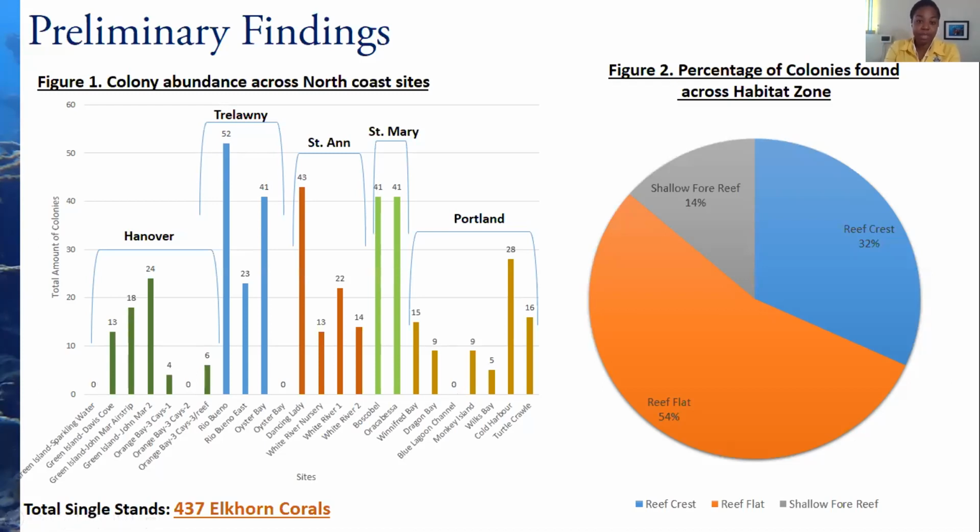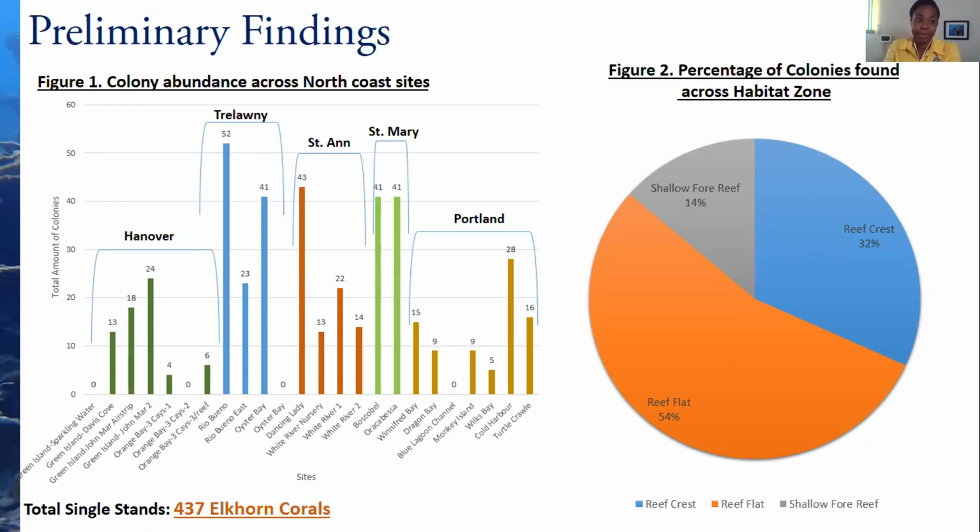Now, contrary to what we saw historically in the literature, it's interesting when we look across to our pie chart, where we expected to find the majority of our colonies on the reef crest, we were actually finding the majority of them on our reef flat, with it being 54%. Then behind the reef crest, on the reef flat, we had 32% of our corals being located on the reef crest, and then 14% of the corals being located on the shallow fore reef.